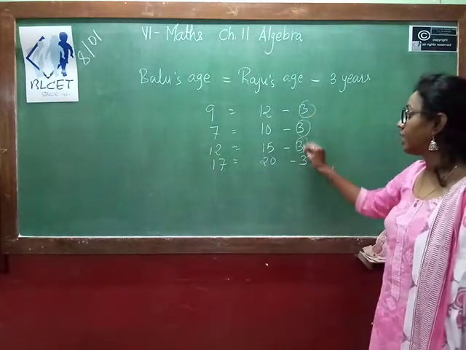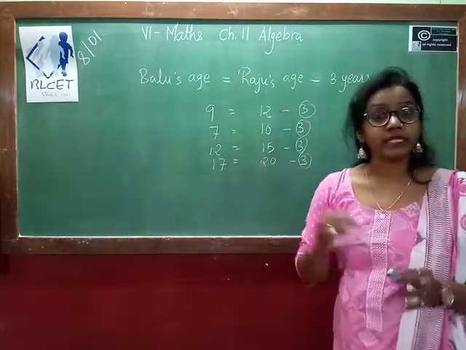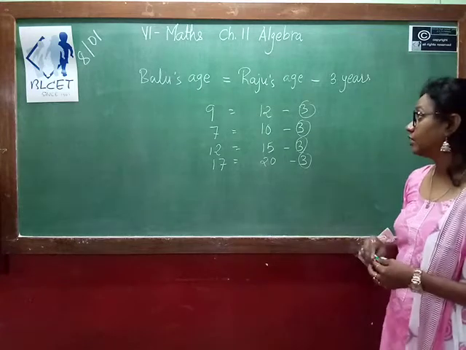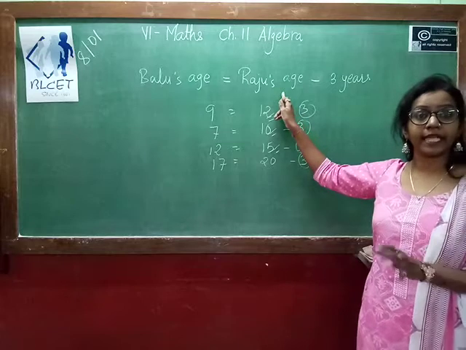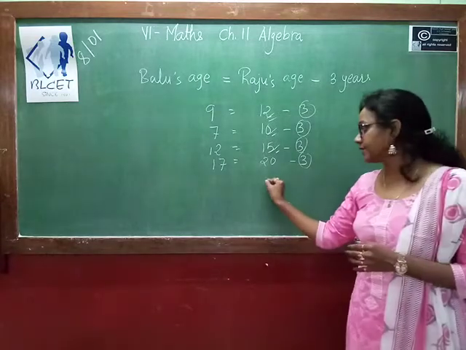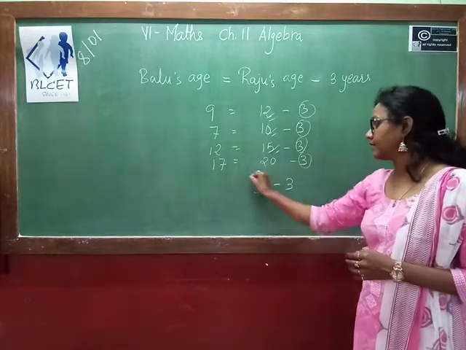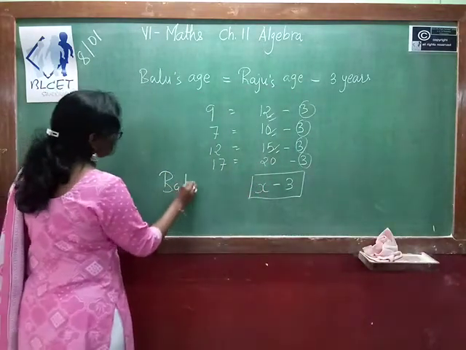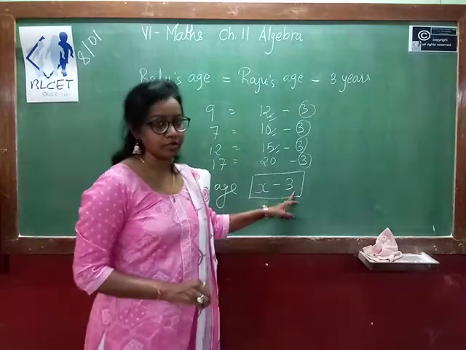3. Why is it 3? Because whatever age you consider for Raju, Balu is younger, so from that age you have to subtract 3. So what varies? Here we don't know the exact age of Raju. So for this we consider, suppose Raju's age is x. So what is Balu's age? Balu's age is equal to what? x minus 3. So this way we can do subtraction also between a variable and a constant.